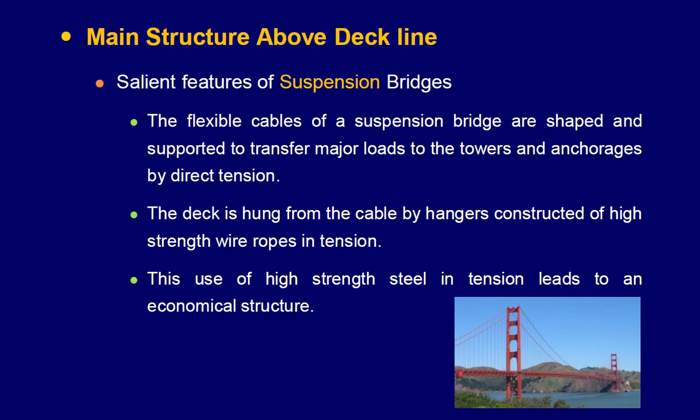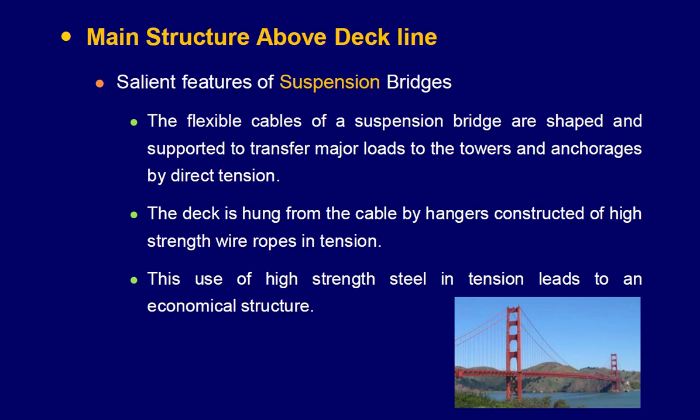The important features of this type of bridge: the flexible cables of a suspension bridge are shaped and supported to transfer major loads to the towers and anchorages by direct tension. So in suspension bridges, the deck load is transferred to the cable via hangers, and the load from the cable is transferred to the anchorages and the towers by direct tension in the cable. The deck is hung from the cable by hangers constructed of high strength wire ropes in tension, as I explained.